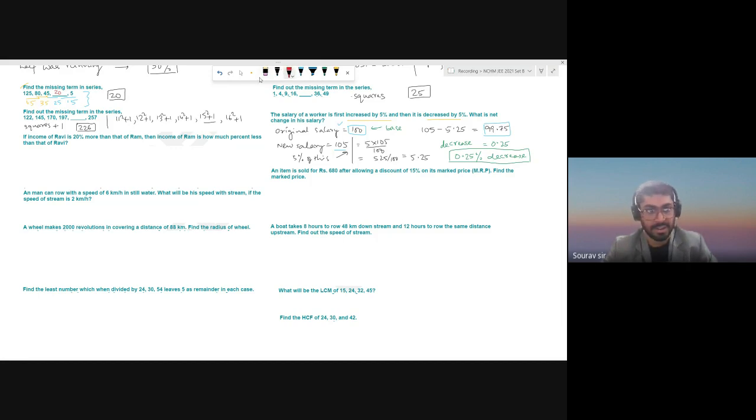Okay, next question, again on percentages. Income of Ravi is 20% more than that of Ram. Okay, let Ram's income be 100. So what's Ravi's income? 120. Then income of Ram is how much percent less than that of Ravi? So Ram is less by 120 minus 100, just 20.